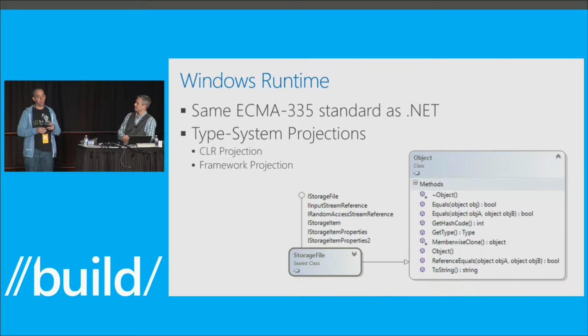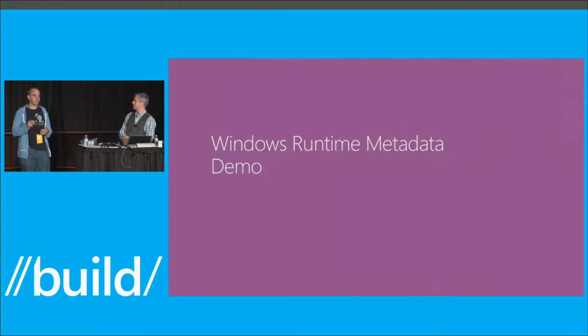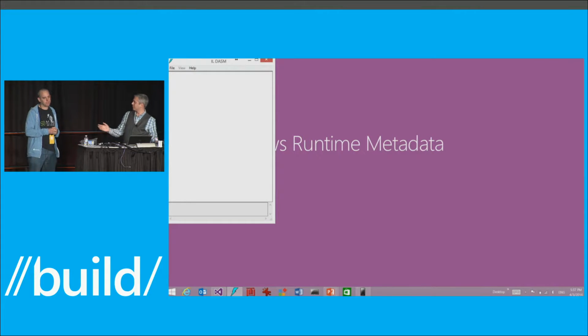The framework projection provides some extension methods when the CLR projection is just not able to really help you out there. Those extension methods such as stream, et cetera, will help you bridge the gap. So let me pull up ILDASM. Have you ever used ILDASM before?